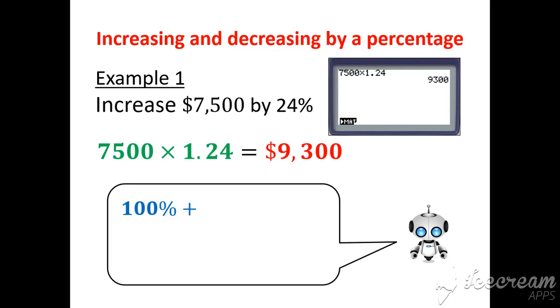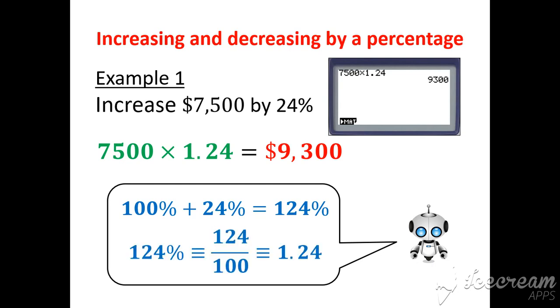If we start with 100%, which represents the whole amount of 7,500, and we want to increase it by 24%, so we add 24%. 100% plus 24% gives us 124%. 124% is equivalent to the fraction 124 over 100, because percent is out of 100. And if I go top number, numerator, divide by bottom, denominator, I can turn it into a decimal of 1.24. And that's where I got the 1.24 from. So all I do is take the number and multiply it by 1.24, and that would increase it by 24%.